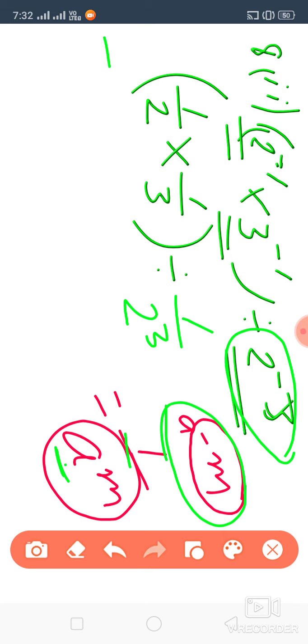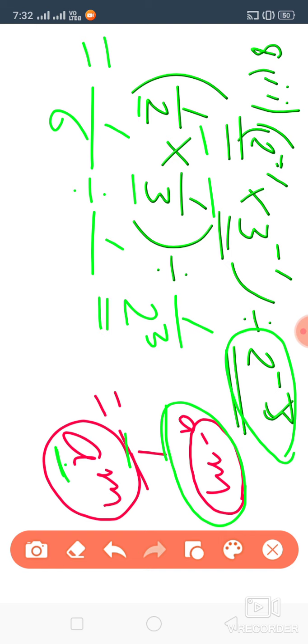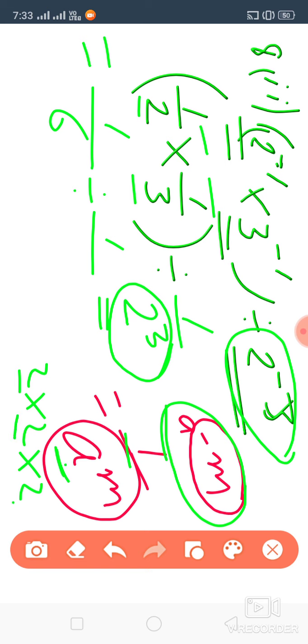Now solve further. 1 by 2 into 1 by 3: 1 into 1 will become 1 only, and 2 into 3 will become 6. Now divided by 1 by 2 to the power 3. 2 to the power 3 means what? 2 into 2 into 2, we have to multiply 3 times. So 2 into 2 is 4, 4 into 2 is 8. So overall it becomes 8. So here we'll get 8.